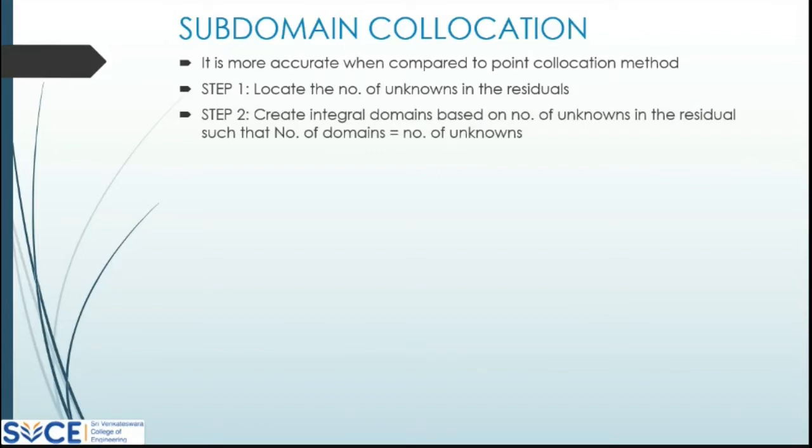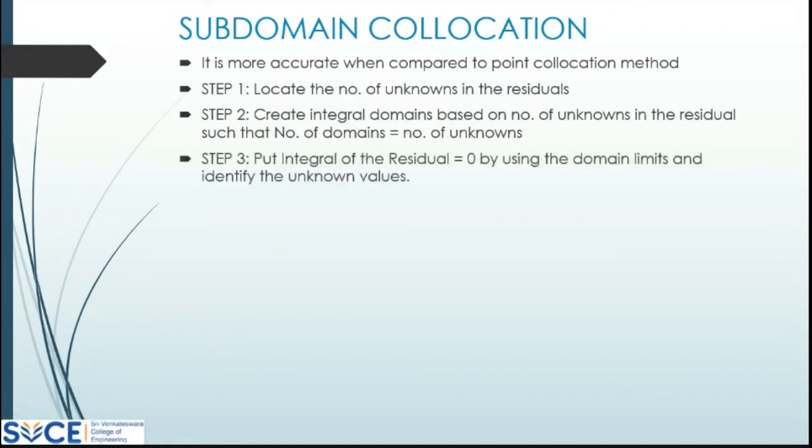What I'm going to do is integrate over the domain, right? Which means I have to integrate R of x over a particular domain, and I'm going to equate it to 0, right? So that is the only difference between subdomain collocation and point collocation. In point collocation, I take R of x at one point and equate it to 0, whereas in subdomain collocation I'm integrating it, and then I apply that it is equal to 0, right?